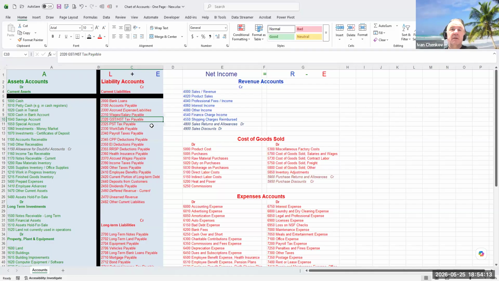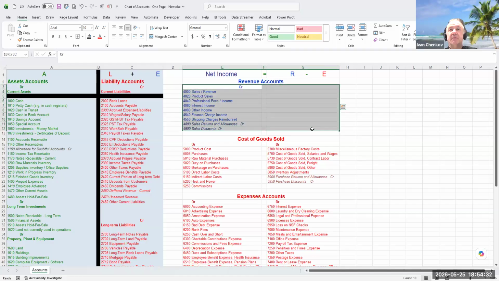With liability and equity it's the opposite. Since the normal balance is credit, on the credit side you can increase it, and on the debit side you can decrease it. For the revenue accounts, what I want you to remember is that revenue is always credit. Of course, there are some exemptions, which we're going to talk about when the time comes.